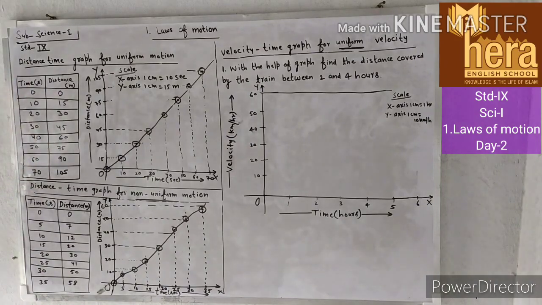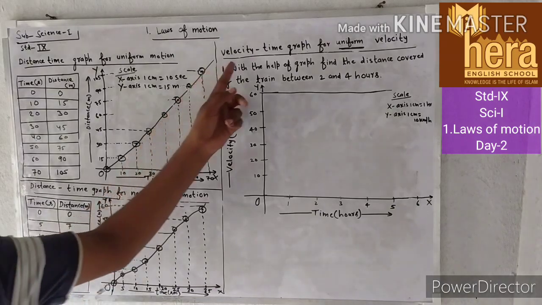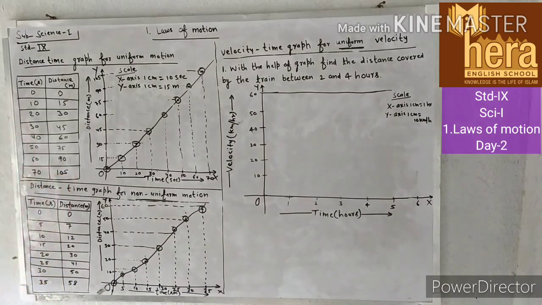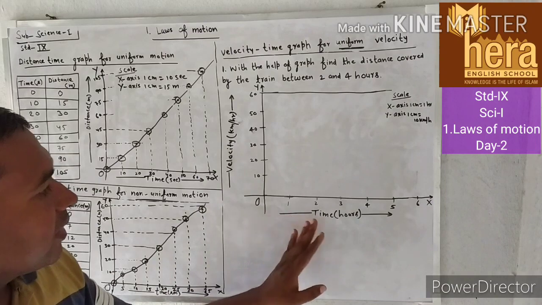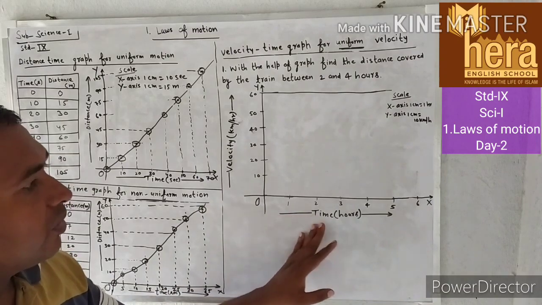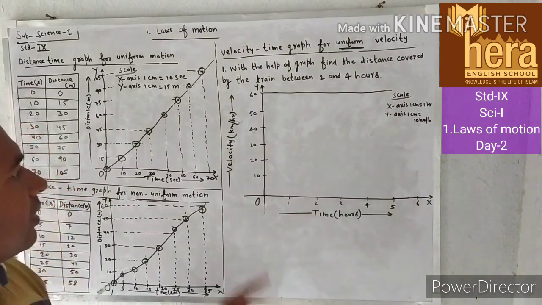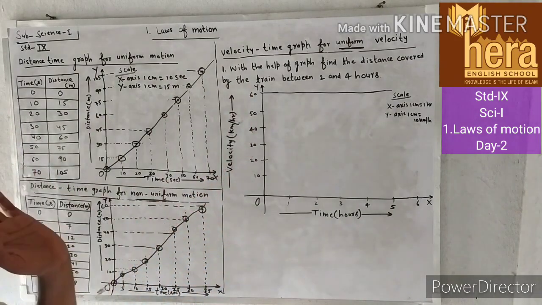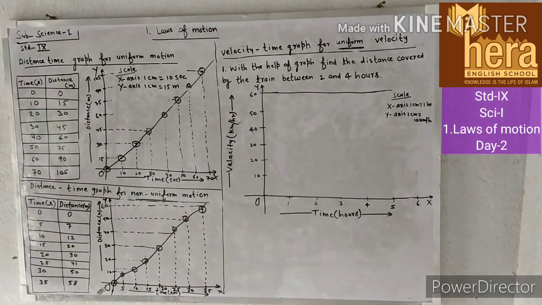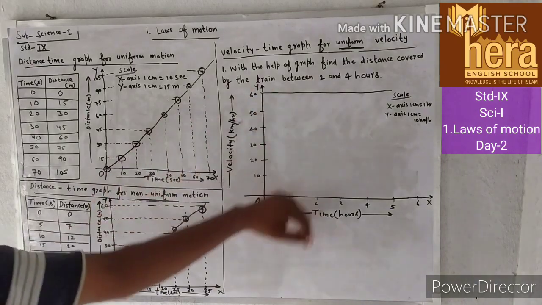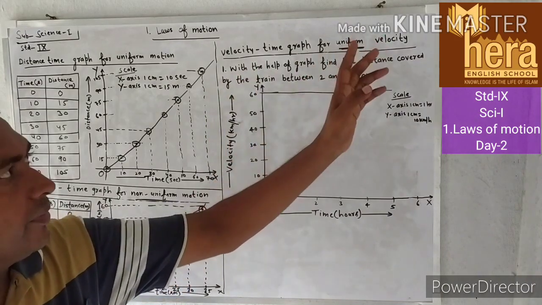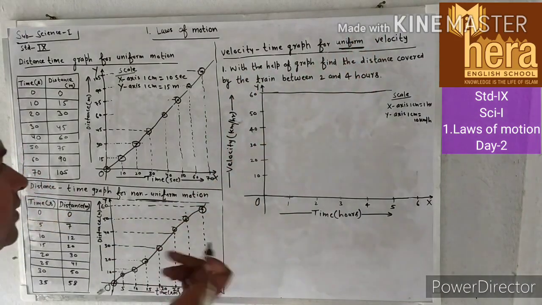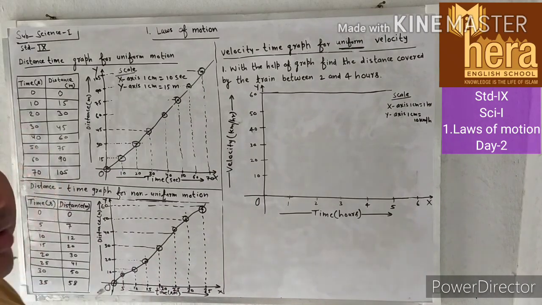Understood? Now your next concept is velocity time graph for uniform velocity. So time is on x-axis, velocity is on y-axis. Understood? So one graph is given. This is the graph of uniform velocity.